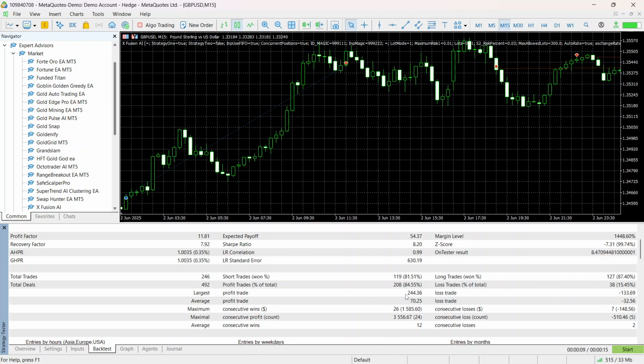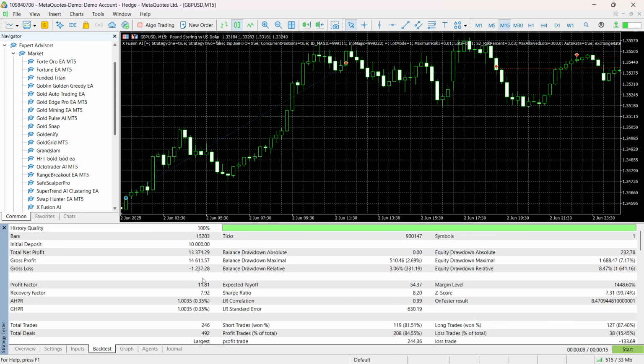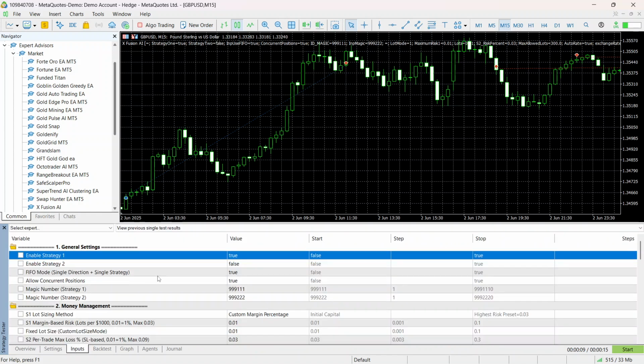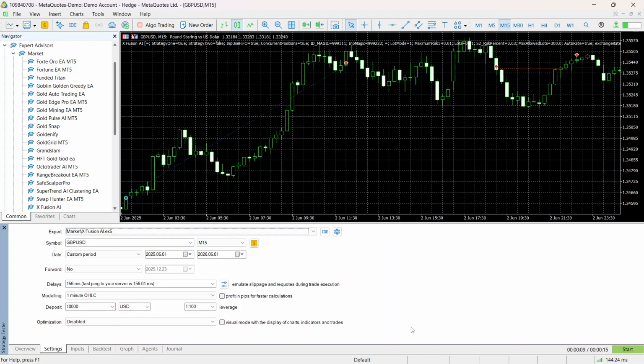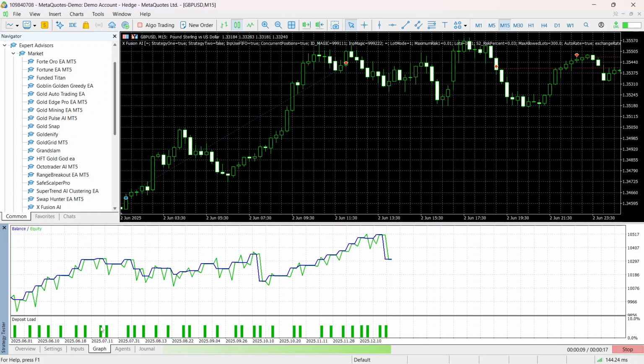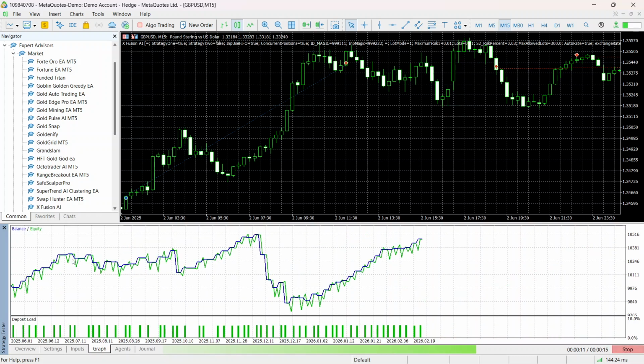And profit trade has both the largest and average greater than the average loss and largest loss. Profit factor 11.81, not bad. And now let's test the second strategy in this video. Hopefully it runs fast. Still same settings. Let's see the graph as it's moving in real time.